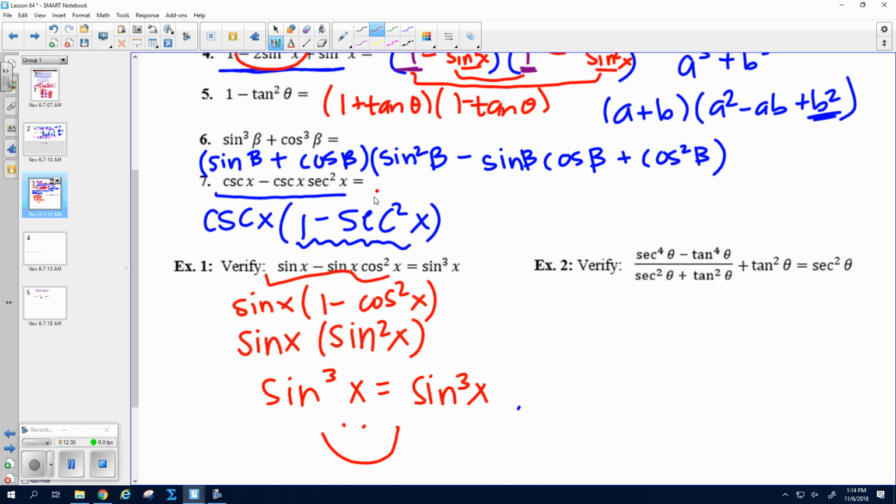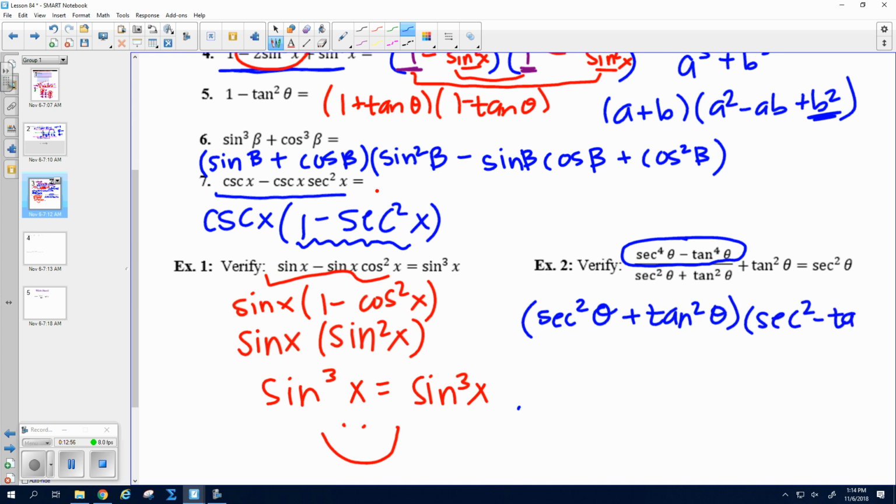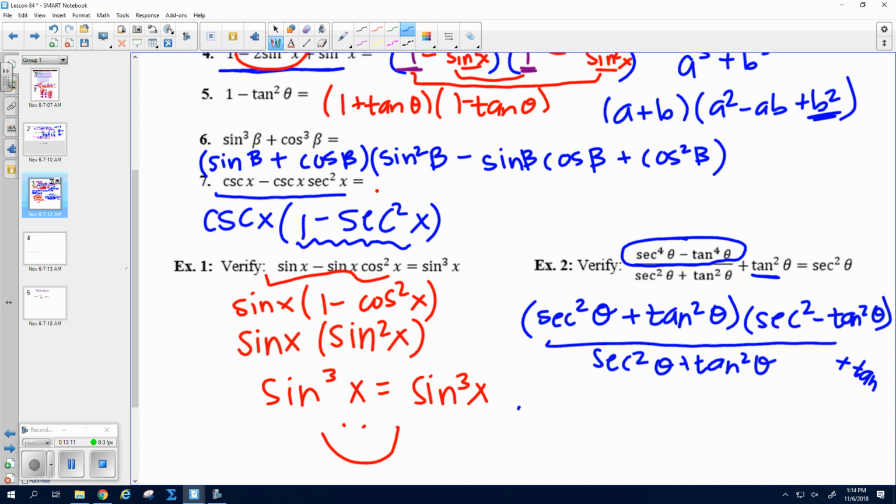Okay. And example 2, we are going to factor the top. This is not one of your best friends until you get powers of 2, so it's powers of 4, but it's still just a difference of squares. So Colin, can you tell me how to factor this? Good job. Exactly. And then it's all over secant squared theta plus tangent squared theta. And I ran out of room, you guys. There's still this plus, I'm going to squeeze it in right here, tan theta.